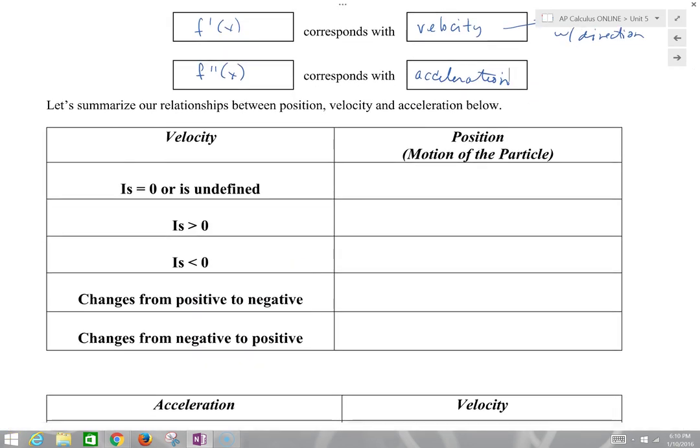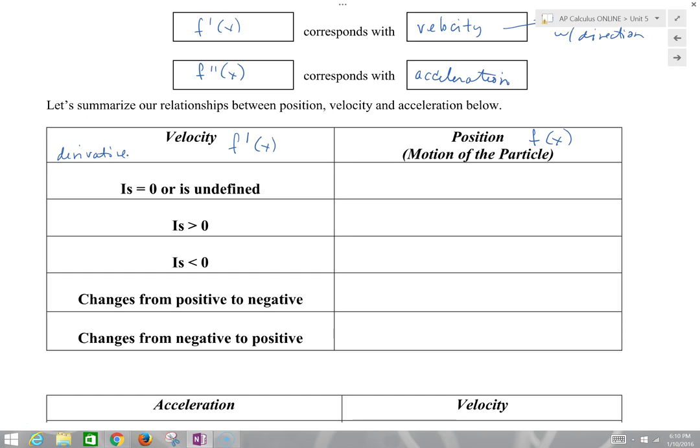So if we have the velocity function, this is f prime of x. The position, the motion of the particle then, is f of x. And so this is the derivative. And we're going to explore what does the derivative say about the function. In this case, how exactly is it affecting the position, or what can we tell from the velocity function about the position of the particle?